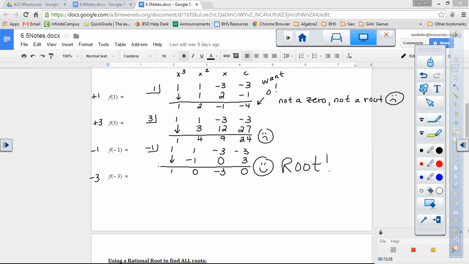You do all of your factors of your constant term, all of your factors of your lead coefficient, figure out what your possibilities are, and test them using synthetic division until you find one that gives you a 0 as a remainder. Remember, that's always that last number that you get. When you find one that's a 0, you have found a root.